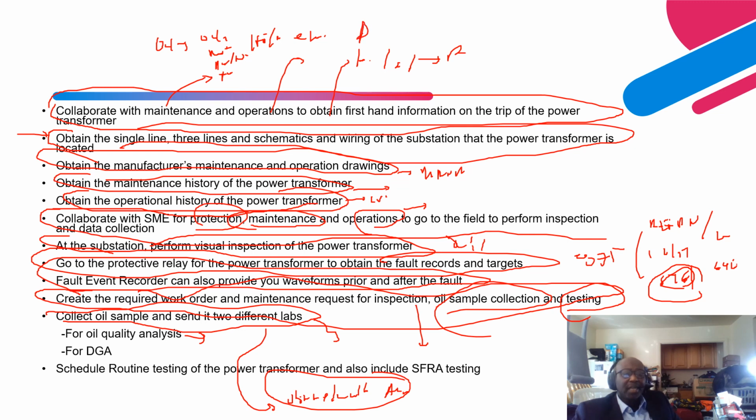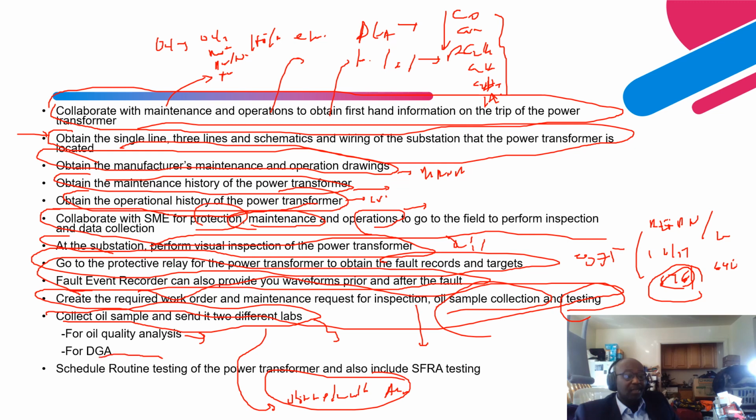Then also DGA. With DGA, I'm looking for all that string of gassing: carbon monoxide, carbon dioxide, acetylene, C2H2, ethylene, C2H4, methane, CH4, and then hydrogen, H2. All these gases are what we are looking for, in case there's any excessive increase. So you collect the oil to be sent to the lab to obtain that.